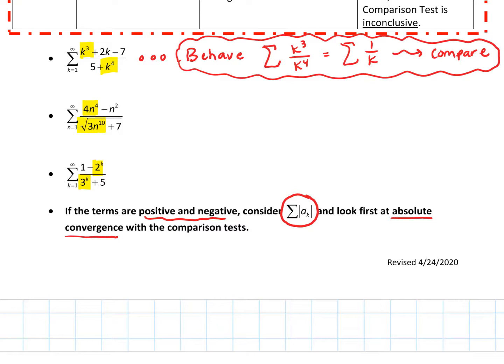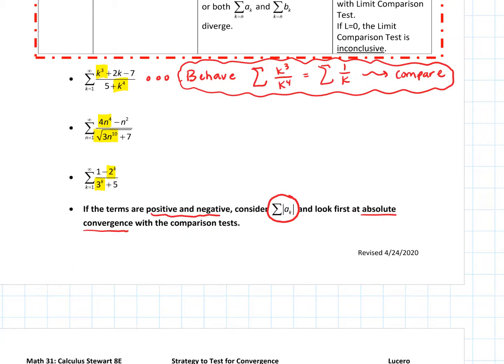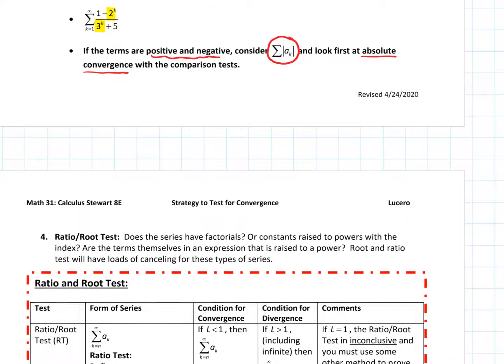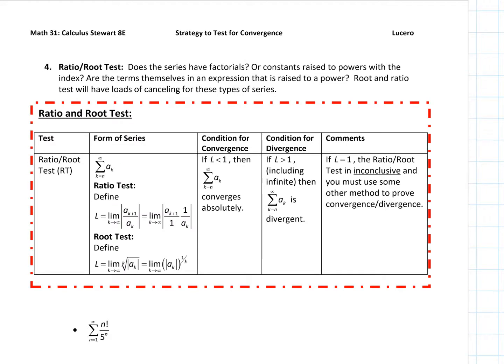Okay, so what if it doesn't look like a p-series or a geometric series? What if we can't do just a straight comparison test? Well, then we get into our root and our ratio test. As we're examining the series, here are some questions to think about. Does the series have factorials in it? Does it have constants that are raised to powers with that index in the power? Are the terms themselves an entire expression that is raised to a power? If any of those answers is yes, then the root or ratio test is going to have loads of canceling for that type of series.